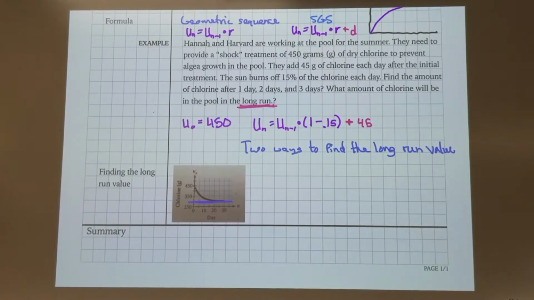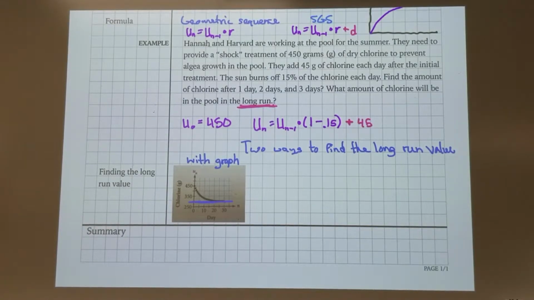What do you think that value is? 300. Looks like 300. So with the graph, if you graph it and you take it out far enough, you can tell that it is starting to level out following this system at 300 grams. They will always have 300 grams in their pool if they keep adding 45 every day.